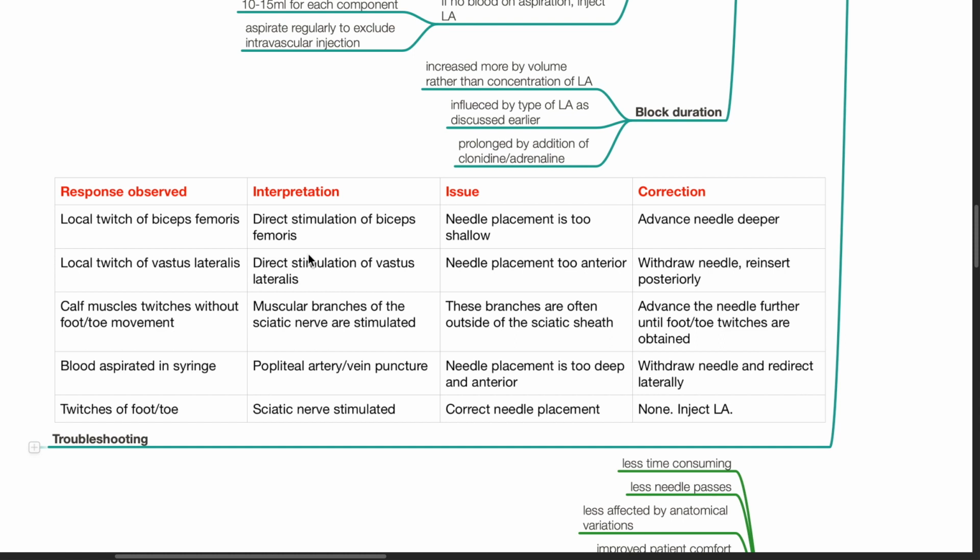Response observed: blood aspirated in syringe. Interpretation: popliteal artery or vein puncture. Issue: needle placement is too deep or too anterior. Correction: withdraw the needle and redirect laterally. Response observed: twitches of foot or toe. Interpretation: sciatic nerve stimulated. Correct needle placement, inject LA as required.